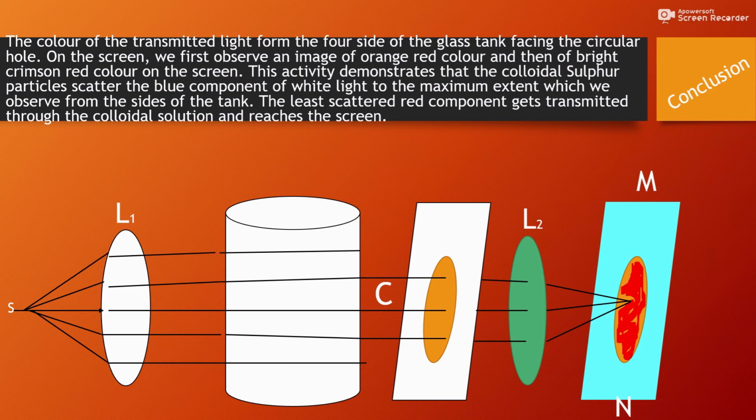This activity demonstrates that the colloidal sulfur particles scatter the blue component of white light to the maximum extent, which we observe from the sides of the tank. The least scattered red component gets transmitted through the colloidal solution and reaches the screen. Through this activity, we learn that the scattering of light helps us to understand the bluish color of the sky and the reddish appearance of the sun at sunrise or sunset.